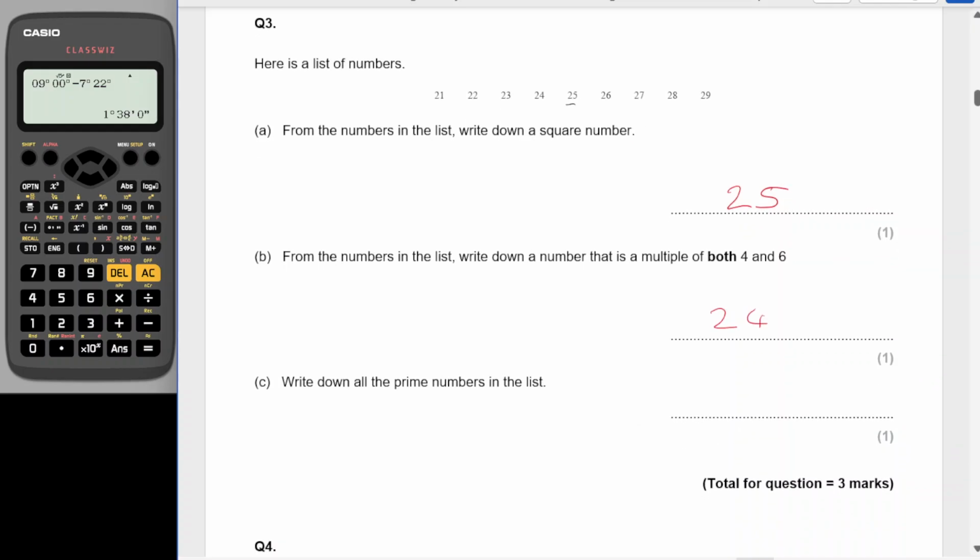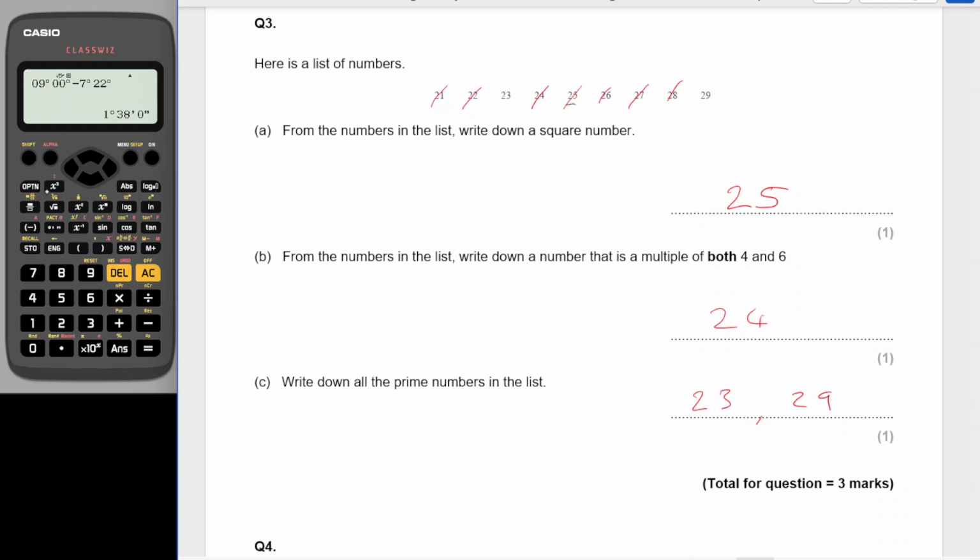Write down all the prime numbers in the list. So if we get rid of the even numbers first of all, and then multiples of 3, and then multiples of 5, and then we're only left with 23 and 29.